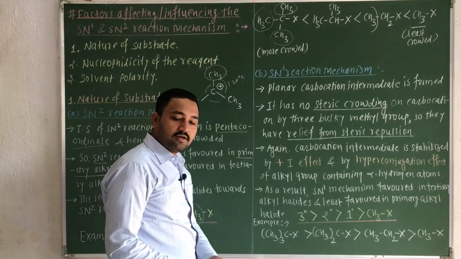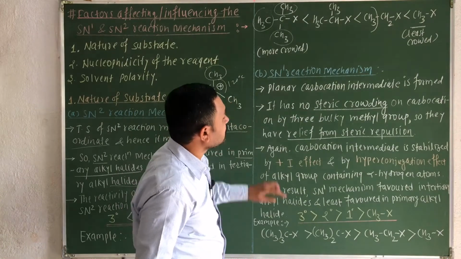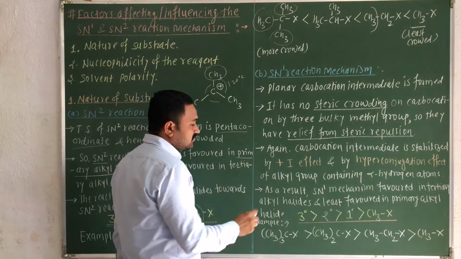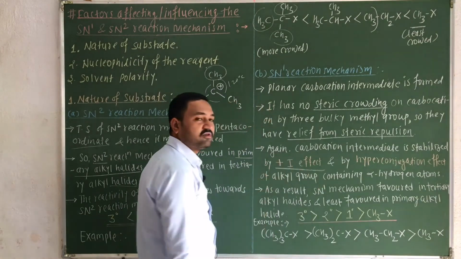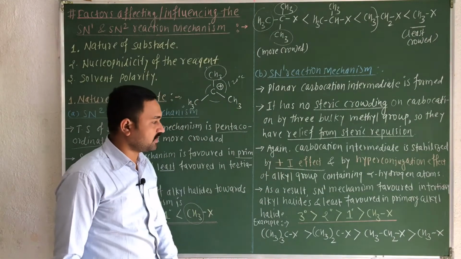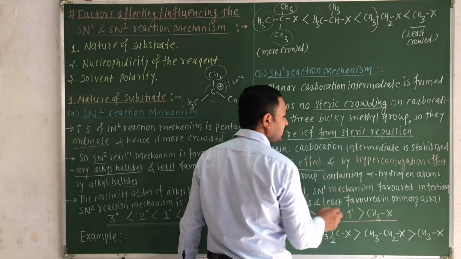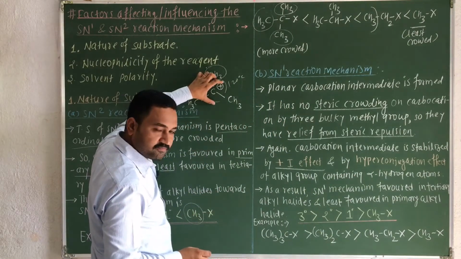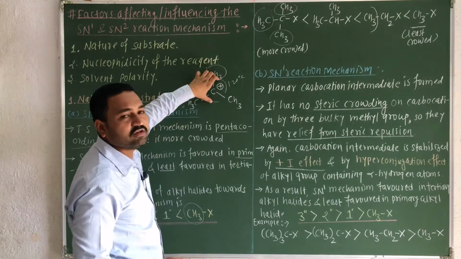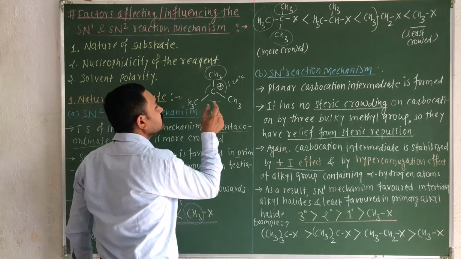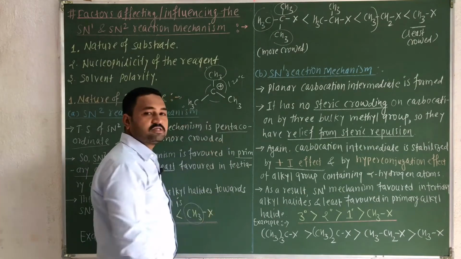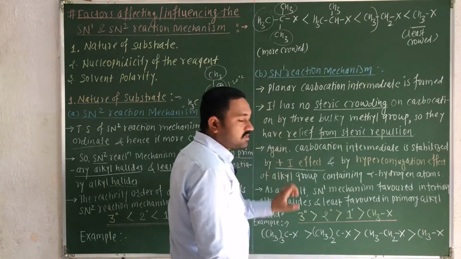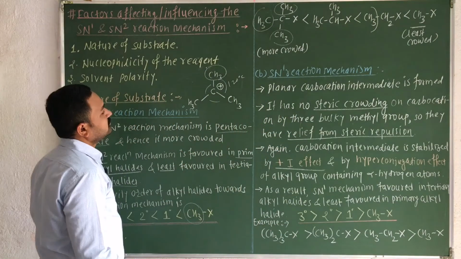Again remember, the second factor that plays an important role in the SN1 reaction mechanism is the plus I effect, called the positive inductive effect, and the hyperconjugation effect. Remember, the carbocation formed in this SN1 reaction mechanism is stabilized by the positive inductive effect. So what is the positive inductive effect? Let us consider it.